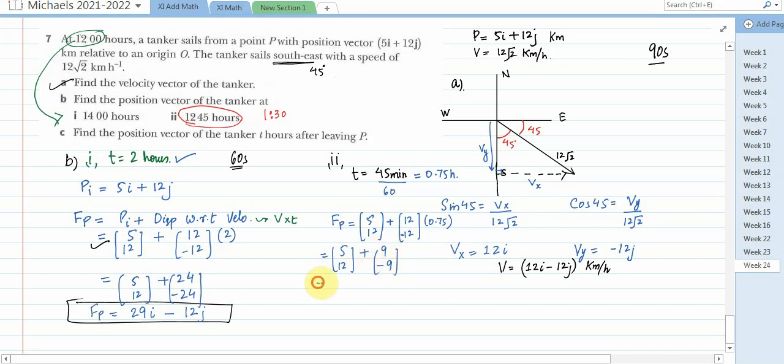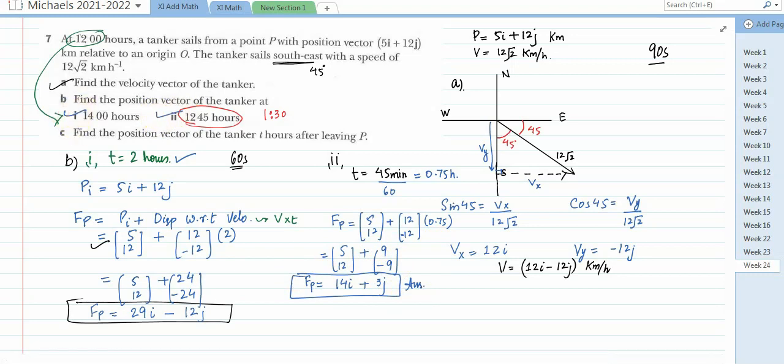Alright, so 5 plus 9, it's 14i, plus 12 minus 9, it's 3j. That is your final position for part 2. That is your answer.